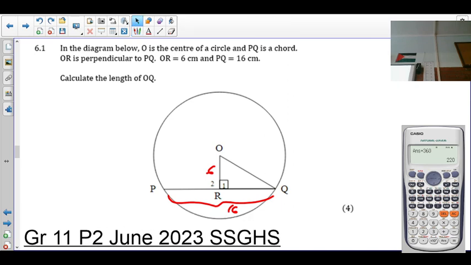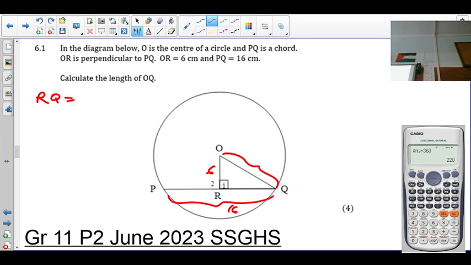So to calculate the length of OQ, which is the radius, which is this length here, I need to firstly say that RQ is equal to 8. Remember, this is perpendicular, so those lengths are equal. The perpendicular from the center to the chord bisects it. Okay, so this is 8 here.